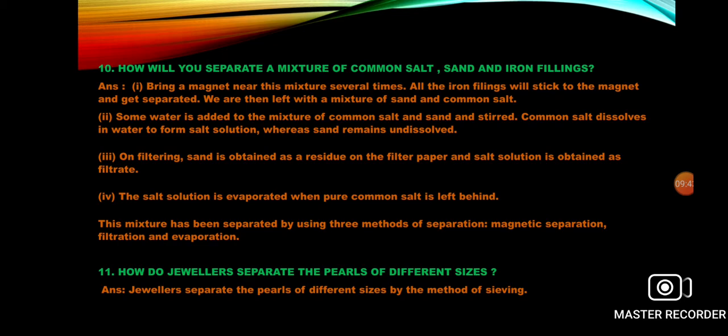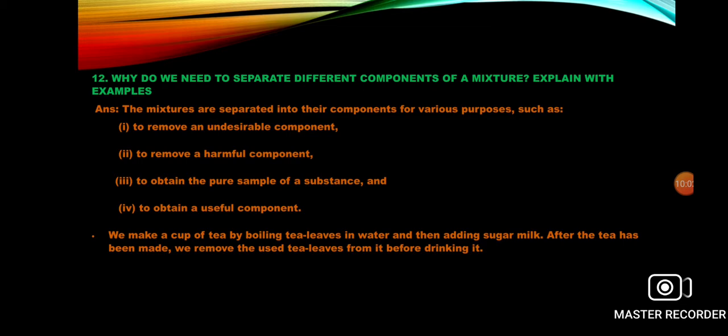Next, question number 11. How do jewelers separate the pearls of different sizes? Wherever the question is about different sizes, whether it is pearls or cashew nuts in cashew nut factories, always the method of sieving is used. With the help of a sieving tray, this is separated.